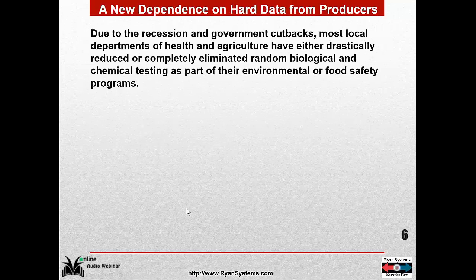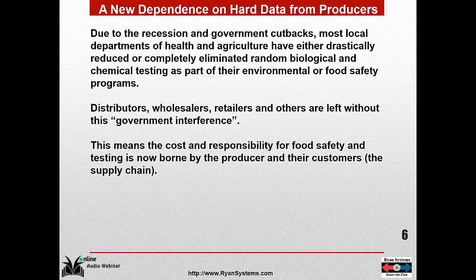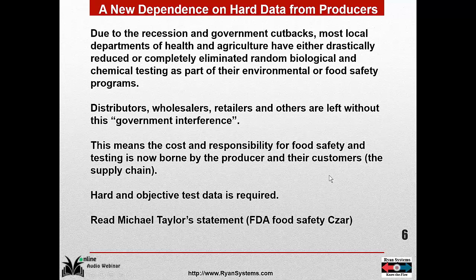A new dependence on hard data. Now, what's hard data? Hard data comes from testing, chemical testing, environmental testing, et cetera, where that data is going into a lab and you're getting a number back. So that's going to be the bottom line on today's presentation: no matter where you are in this food distribution system, the cost for doing that and the responsibility for doing that is yours. And I'm going to talk about Michael Taylor's statement in a minute. He was the FDA food safety czar.